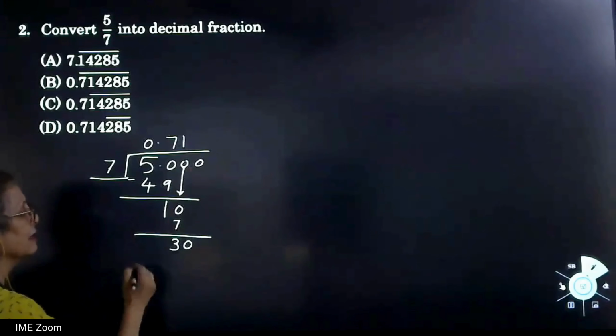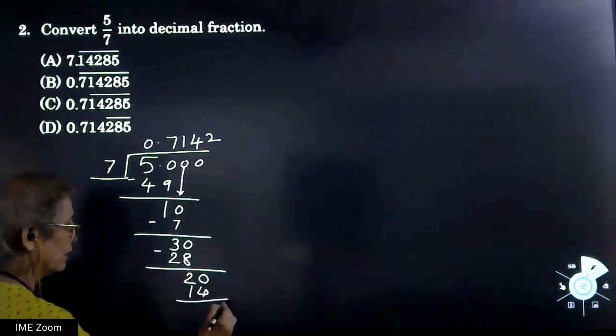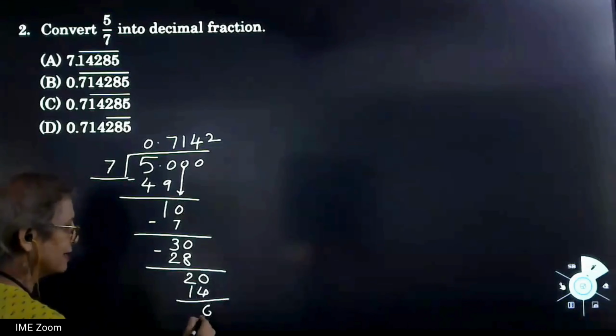Every time do subtraction, the same division process. 20. Now 7 twos are 14, because 7 threes are 21, and that is bigger. What is remaining? 6. Now I will take this 6 over here. Let us add one more 0 and bring it down, so it will be 60. Now let us divide 60 by 7.